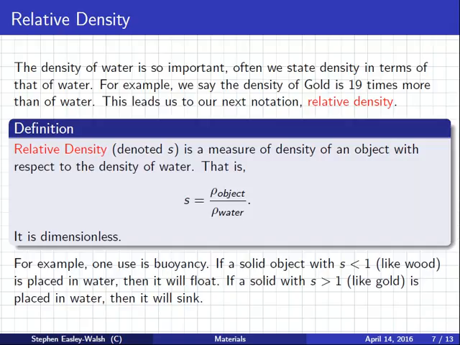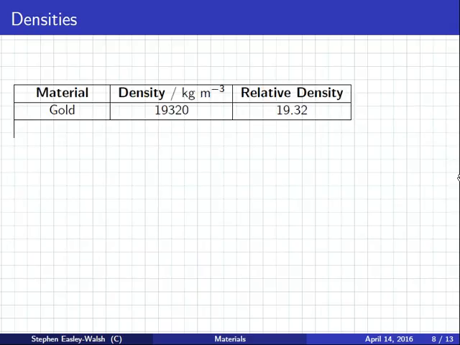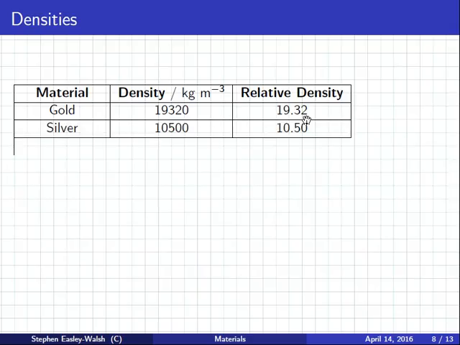So here's some values of densities. For example, gold is 19,320 and relative to water is 19.32. Silver is 10 times that of water. Nickel, do you know nickel? It's an alloy. Salt water, now this is interesting. Salt water is a little bit more dense than water. By salt water I mean like ocean water. It's a little bit more dense than, say, tap water.